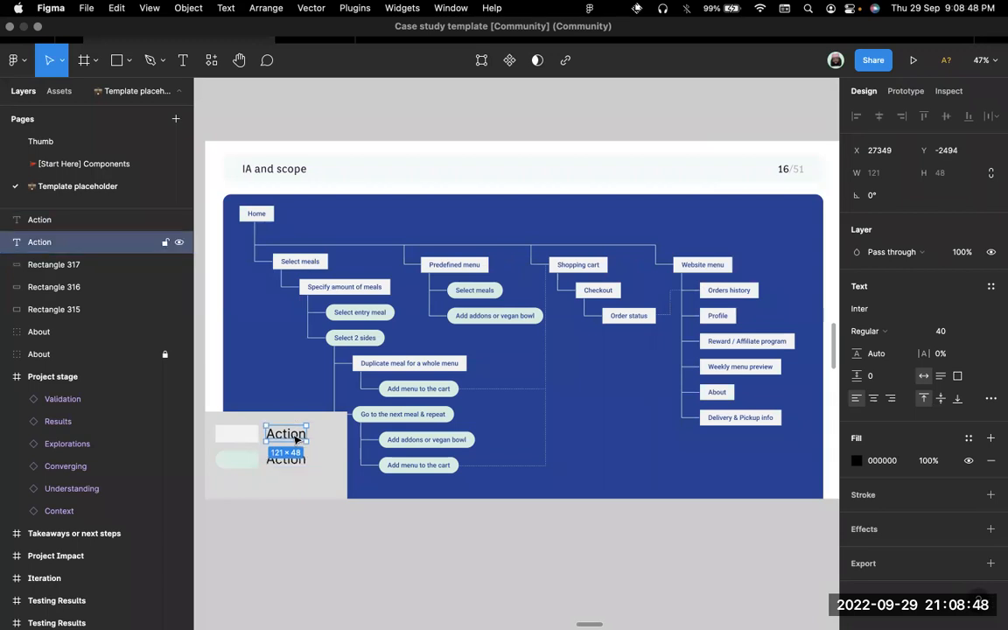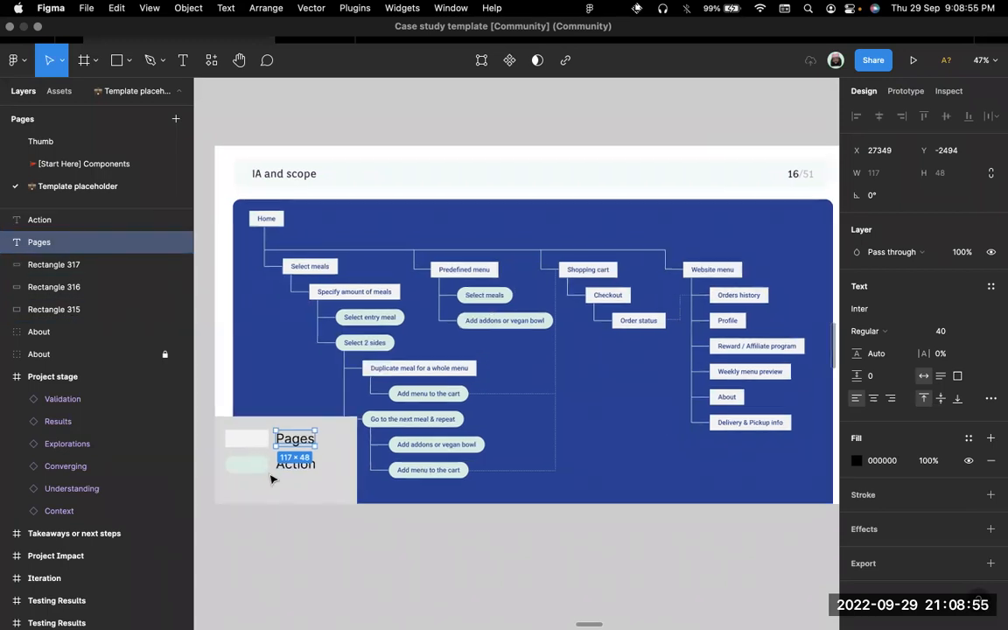I can refer to these as pages because they look like pages, and this looks like the action. So always try to, this is a legend basically. This is a very simple description. Anybody seeing this now would understand what this diagram is trying to represent.